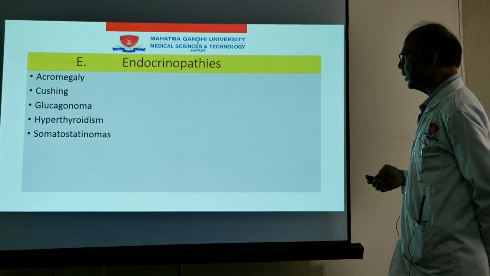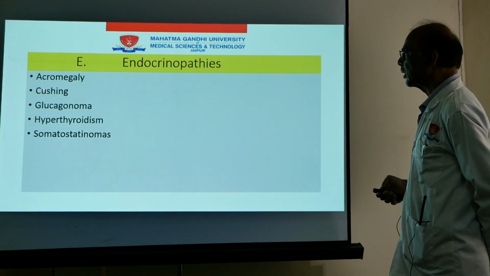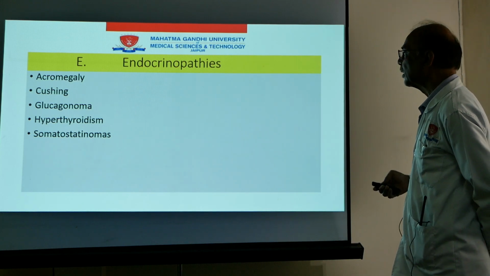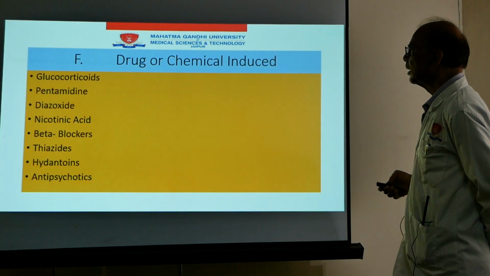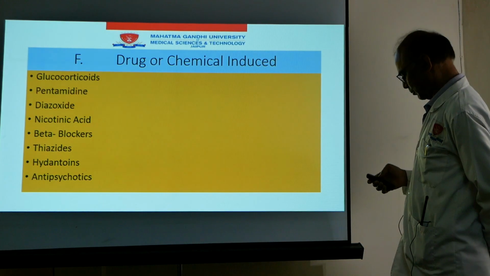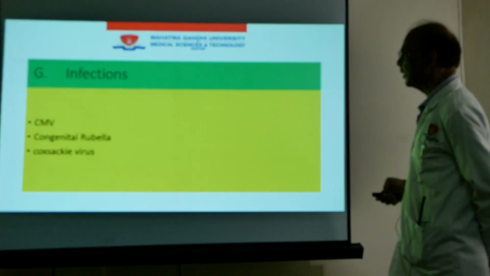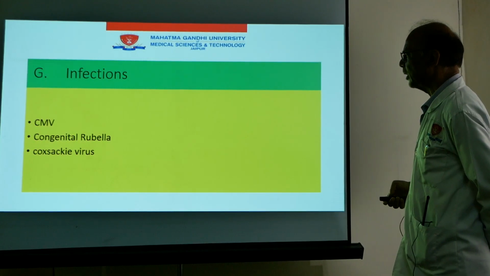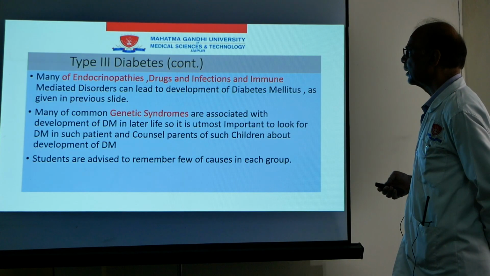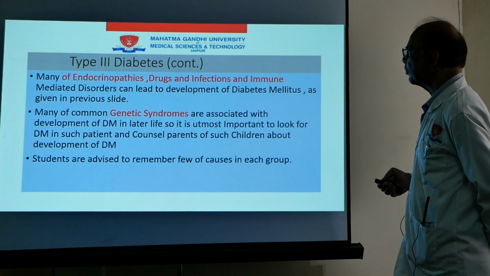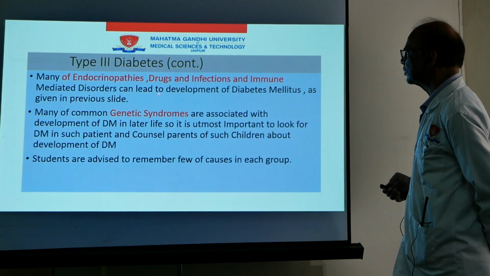So endocrinopathy, as we saw already: acromegaly, Cushing syndrome, glucagonoma, hyperthyroidism, somatostatinomas, and the drugs we already discussed. Infections we already told you: CMV, congenital rubella and Coxsackie virus. So many endocrinopathies, drugs, infections and immune mediated disorders can lead to development of diabetes mellitus.